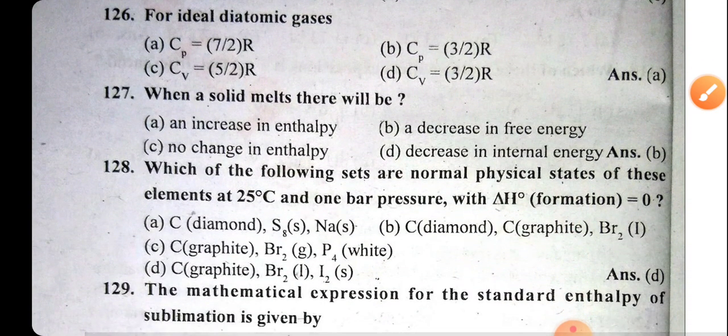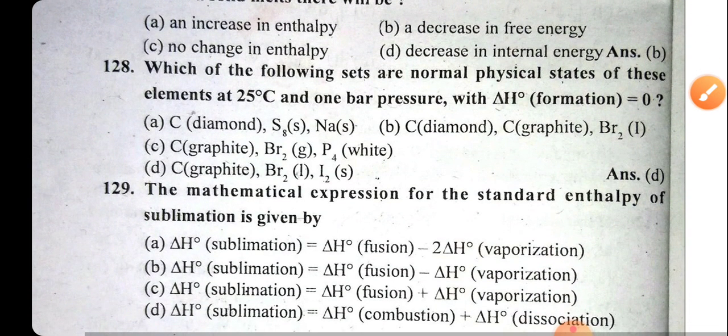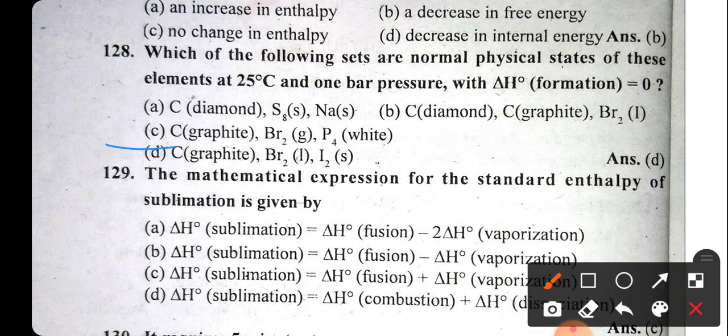Now the next question is, when a solid melts, there will be a decrease in free energy. That is, the energy of the solid will decrease. Now the next question is, which of the following sets are normal physical states of these elements at 25 degrees Celsius and 1 bar pressure with delta H degree of formation equal to 0? The right answer will be option number D, that is carbon as graphite, Br2, that is liquid bromine, and I2, that is iodine in the solid state.